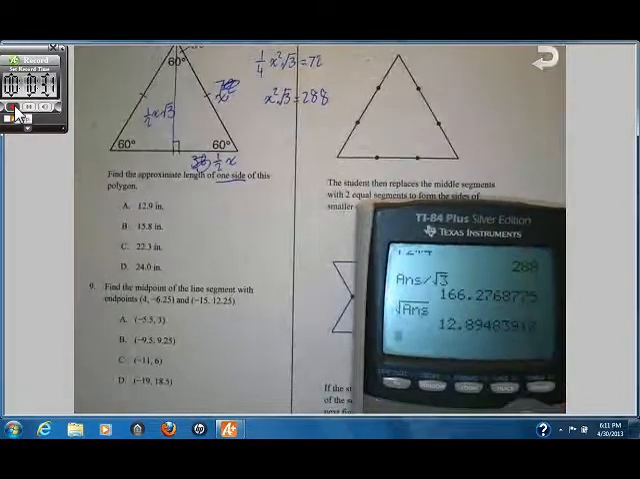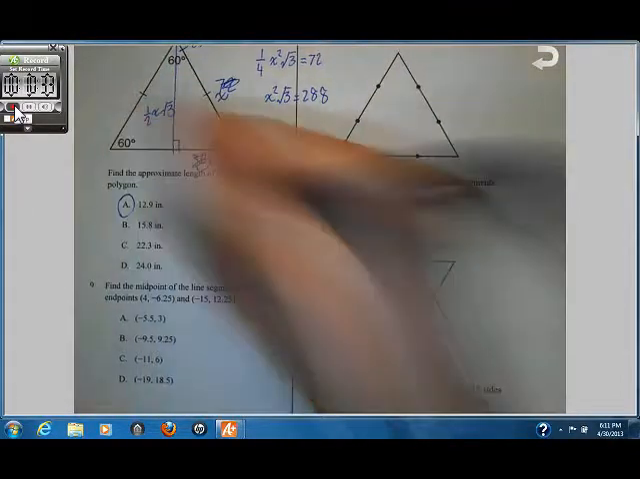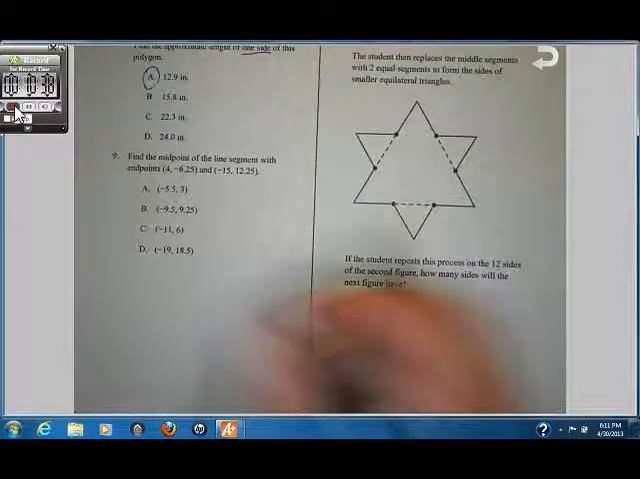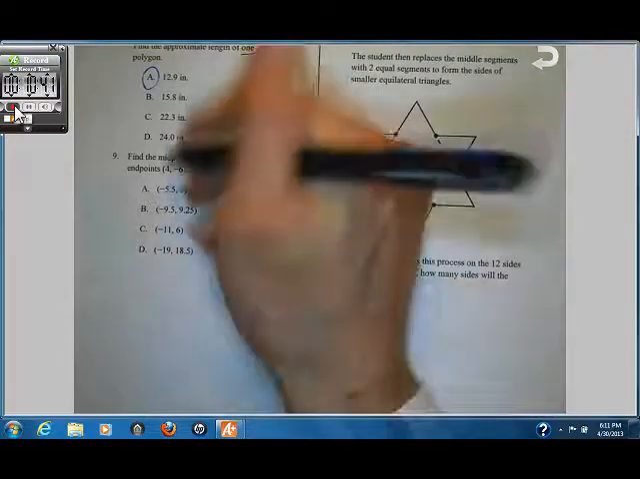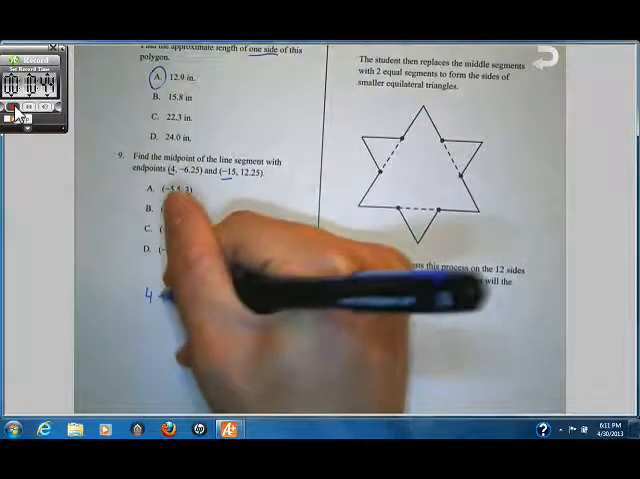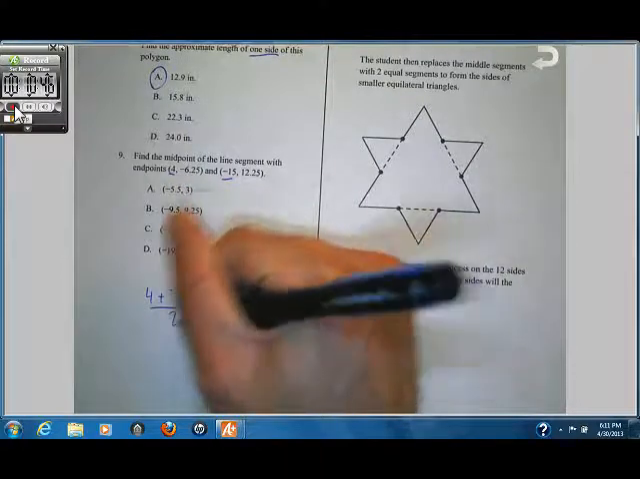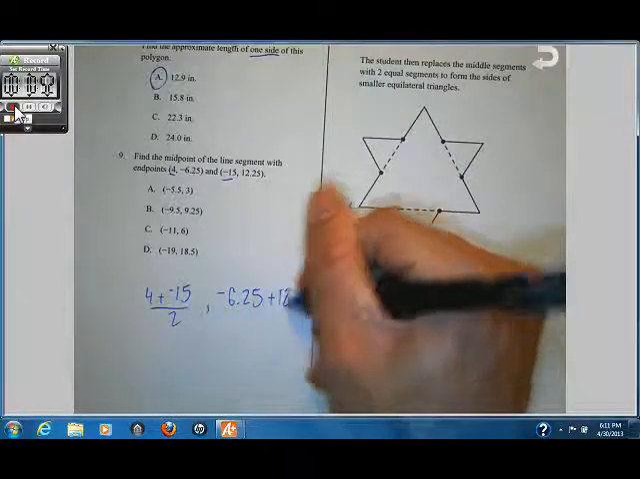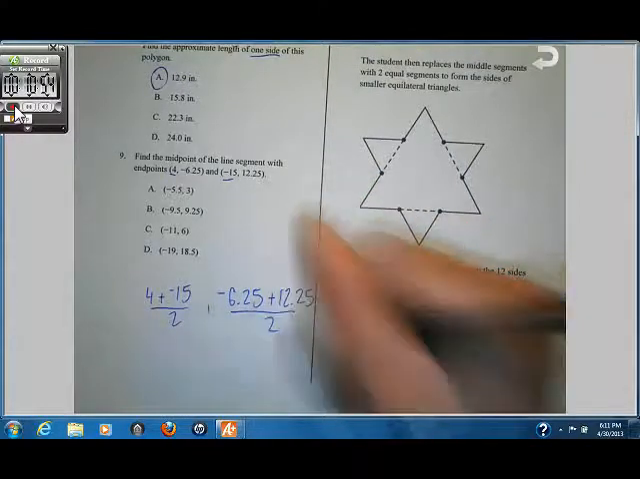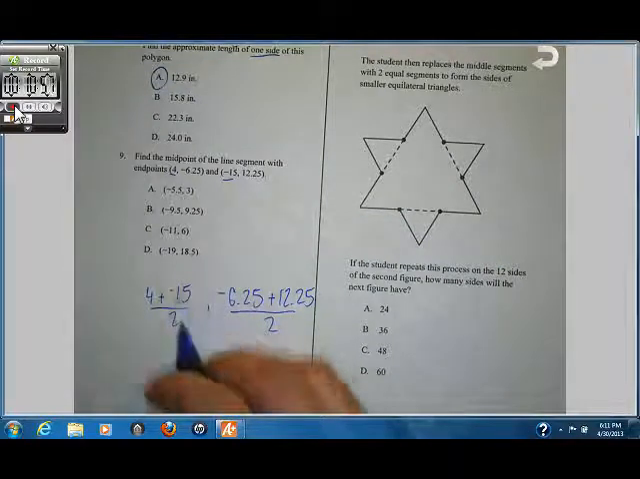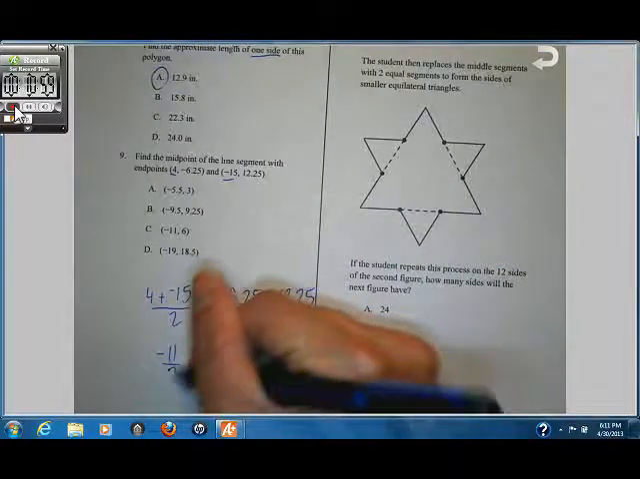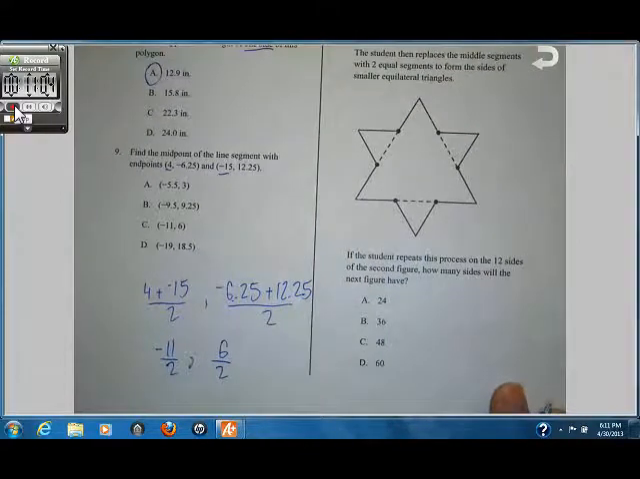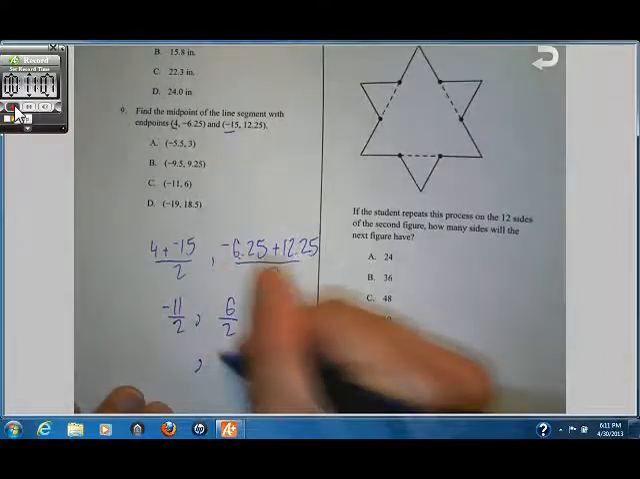Okay, number 9, midpoint. You're going to add the coordinates and divide by 2. So here are my x coordinates. So I have 4 plus a negative 15 divided by 2. And then I'm going to have a negative 6.25 plus 12.25. Those are my y coordinates, divided by 2 as well. 15 minus 4 is negative 11 over 2. This, of course, is positive 6 over 2. Well, 6 divided by 2 is 3. And this is negative 5.5, which, of course, is choice A.